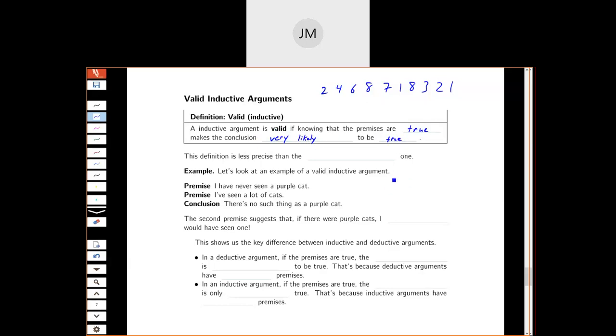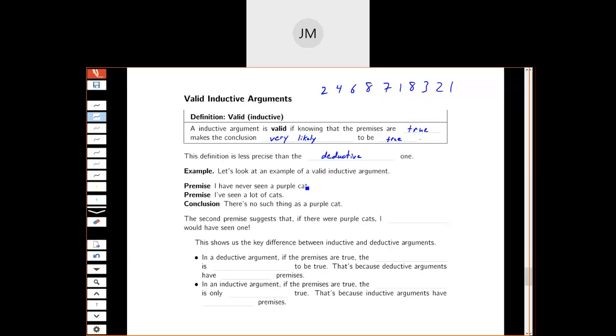We don't have the same guarantees in inductive reasoning as we do with deductive reasoning. So this definition is less precise than the deductive one. So let's look at an example of a valid inductive argument.